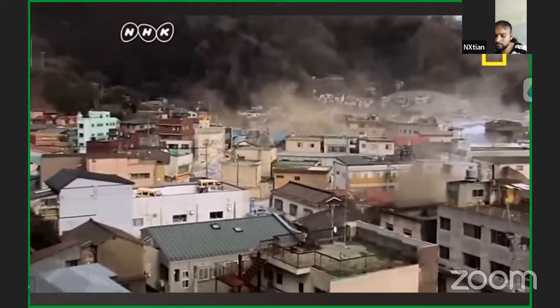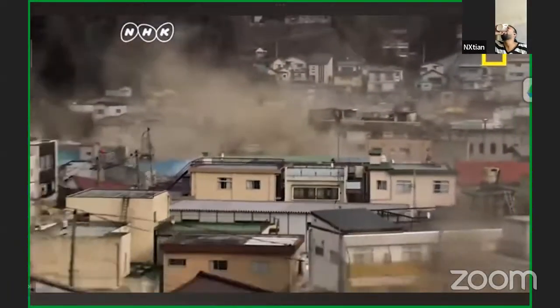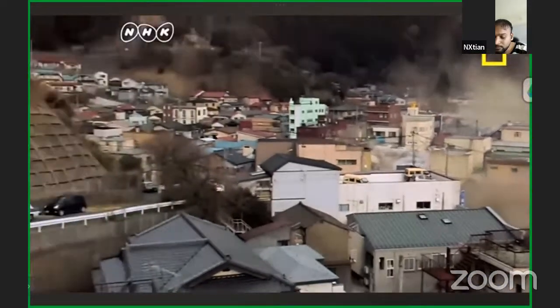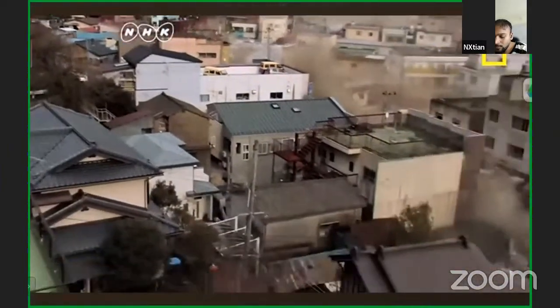It was the largest quake ever known in Japan and one of the 5 largest recorded in the world. More than 28,000 people are confirmed dead or missing.